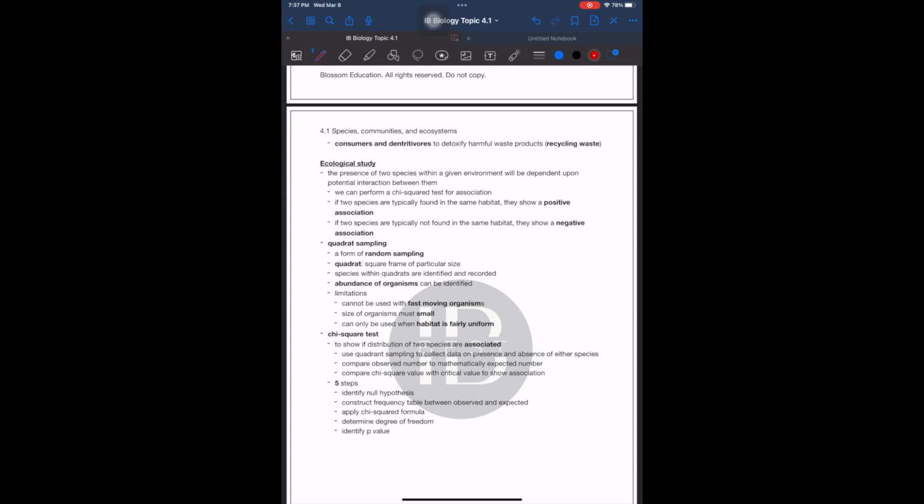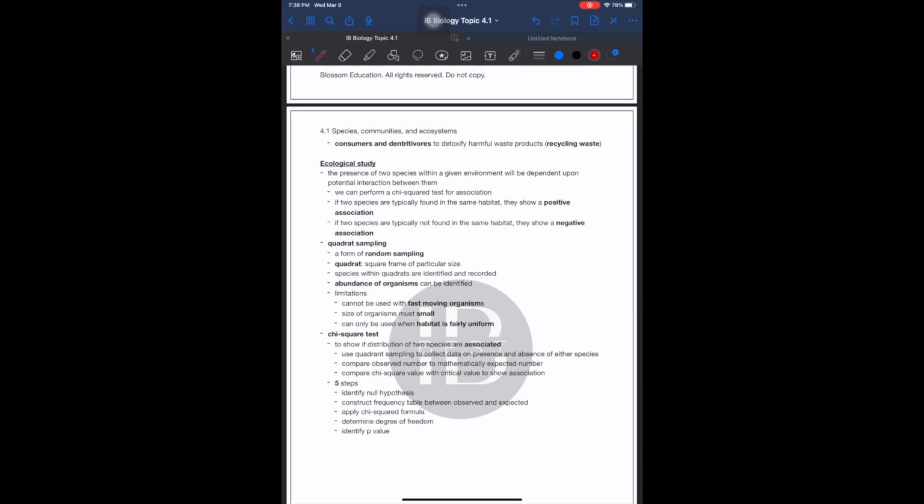However, there are a few limitations to quadrat sampling. The first is that we cannot use them to count fast-moving organisms, because then it would be really hard to determine whether they actually are within the quadrat itself. The organisms must also be small, because a large organism size would mean that it is hard to determine whether they're fully within the quadrat or not.